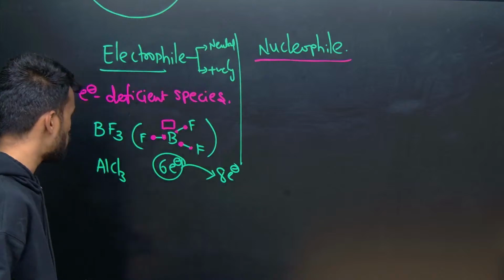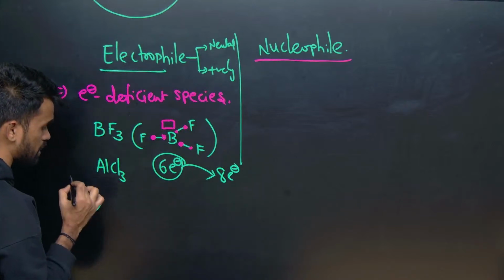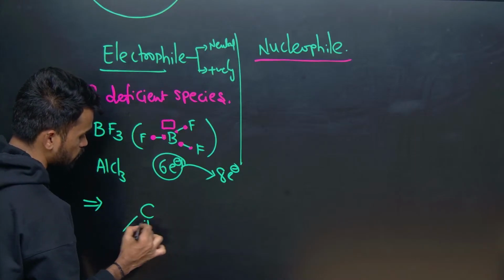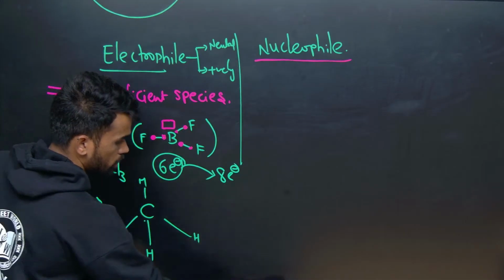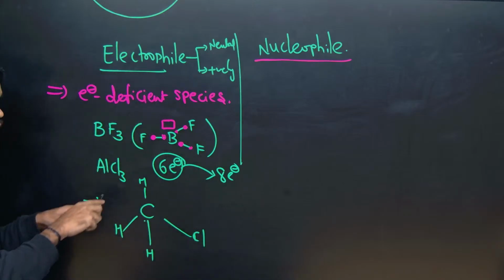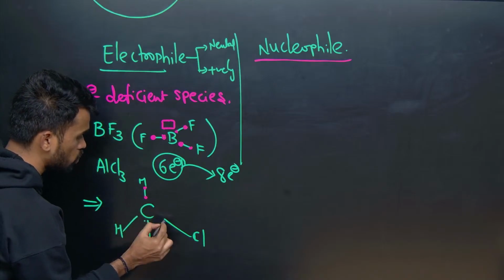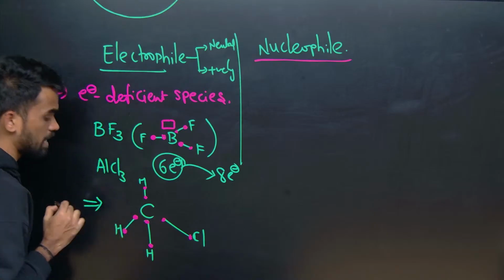Now what about positively charged electrophiles? Positively charged electrophiles means, for example, around the carbon, if you put 4 bonds, 4 atoms are attached like this. Okay, so let me write here. Yes, 4 atoms are attached like this. So all the electrons are paired. Around the carbon, how many electrons are there? 1, 2, 3, 4, 5, 6, 7, 8 electrons are there.